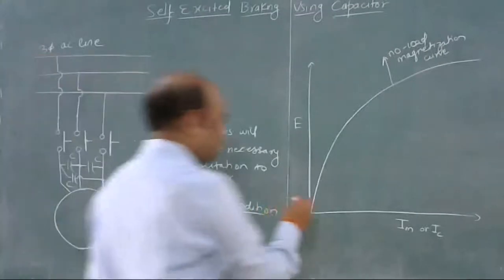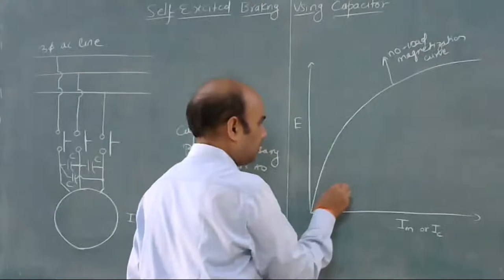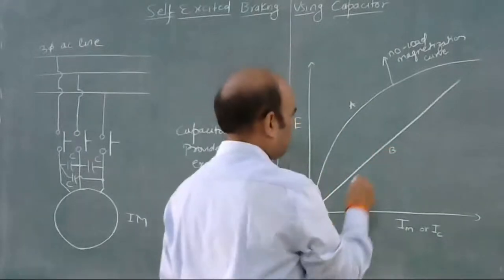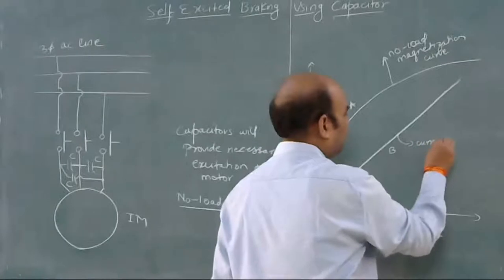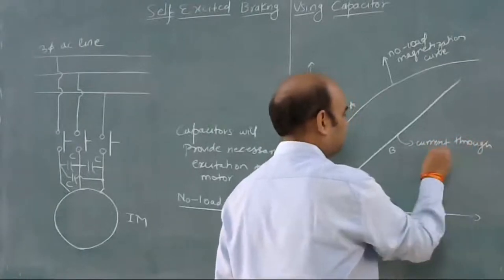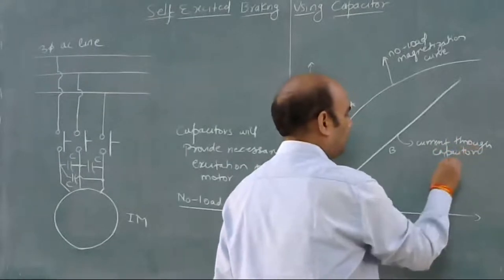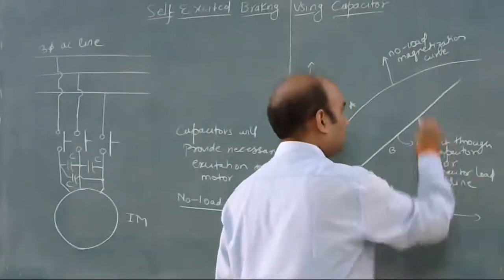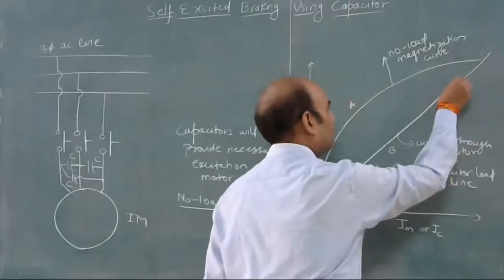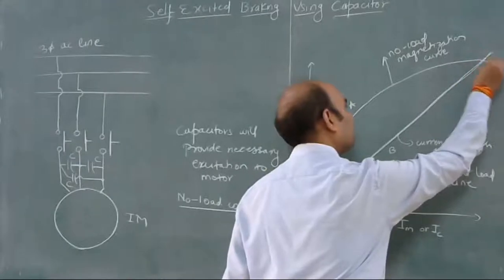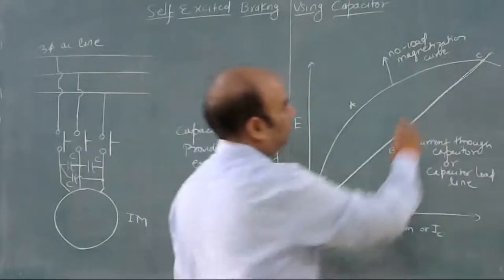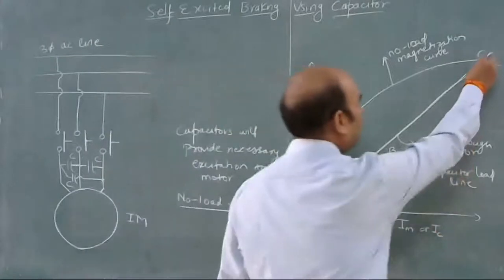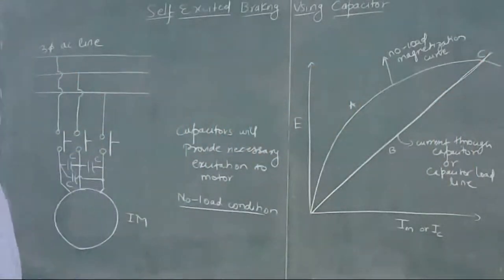And the current through the capacitor can be represented by this line. Let's suppose this curve is A and this is B. So this is the current through the capacitor, or capacitor load line. Let's suppose these two curves intersect each other at point C. So this will be the operating point.